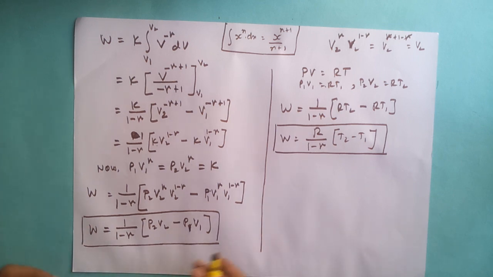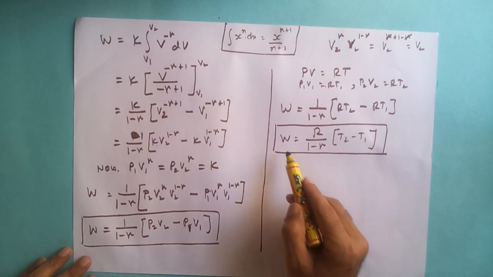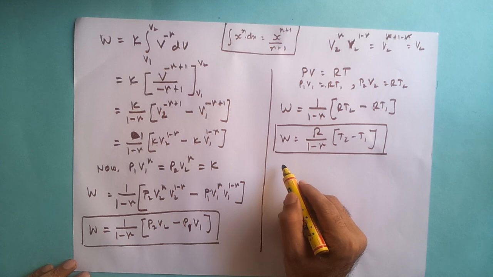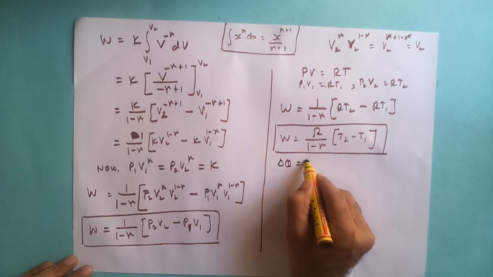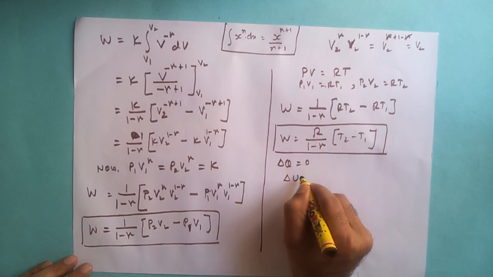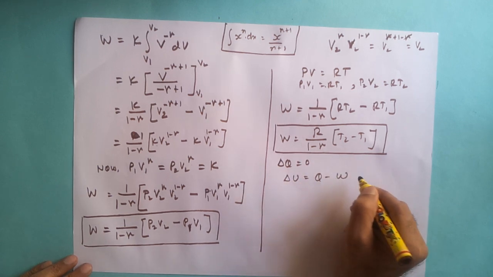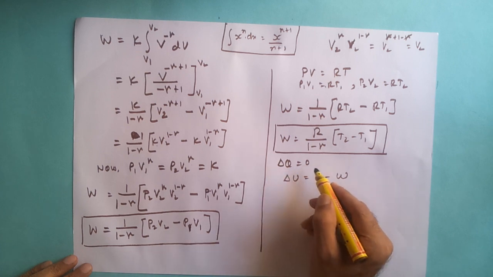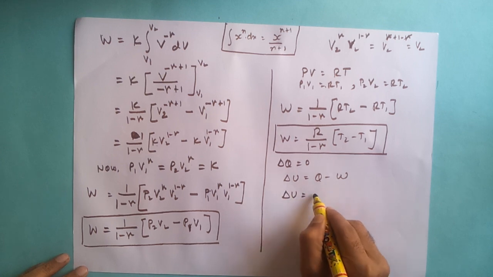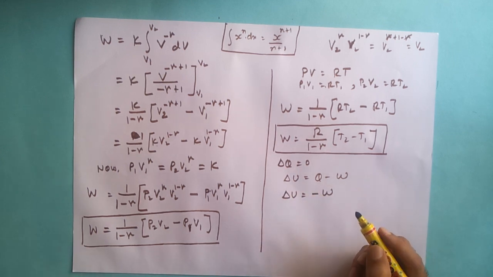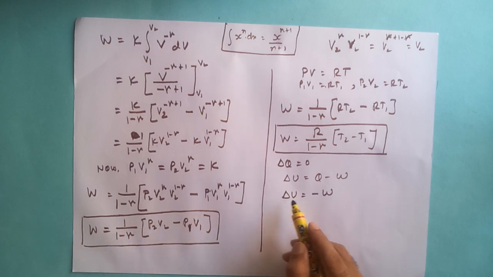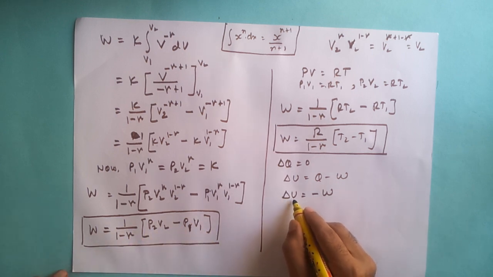Okay, final point, lest this video becomes too long. We have obtained the equation for work done. As we say, delta Q is equal to 0, and the first law of thermodynamics says delta U is equal to Q minus W. Since there is no transfer of heat, Q will be equal to 0. So delta U is equal to minus W. And that means if work is done by the gas, if the work done is positive, then delta U would be negative. That means internal energy will decrease.